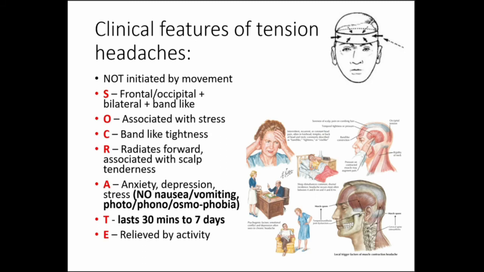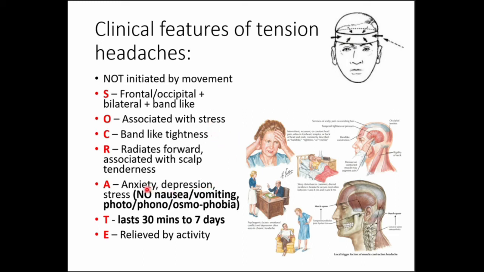So with regards to the actual clinical features, tension headaches tend to be of a sort of frontal-occipital band-like pain, so on both sides. So the patient may say that it feels as if there's a band wrapped around their head, squeezing the head, causing a lot of pain. As I mentioned, it tends to be associated with stress, so if they experience something stressful, it may cause an exacerbation of the tension headache. Again, as I've said, a band-like tightness would be the character of the pain. It may radiate forwards and is sometimes associated with tenderness of the scalp.